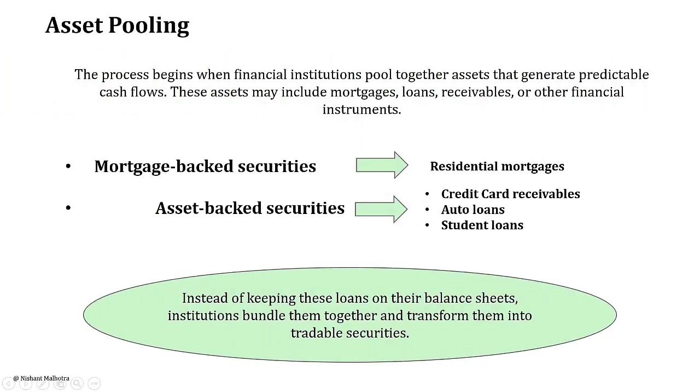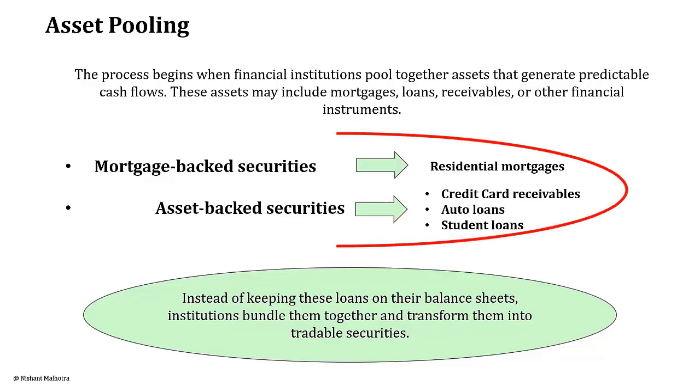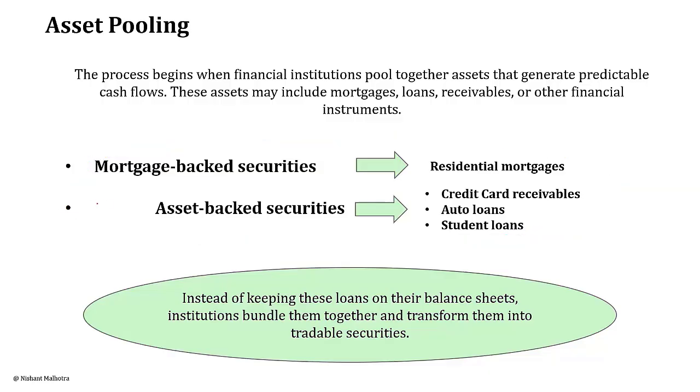We talk about asset pooling. So you have to understand what asset pooling is. You have to understand the process in which financial institutions pool their assets together to generate predictable cash flows. Assets may include mortgages, loans, receivables, and other financial instruments. The two most important categories which I've shown are mortgage-backed securities and asset-backed securities. For asset-backed securities, you have credit card receivables, auto loans, student loans. So this is how you would divide into two broad categories.